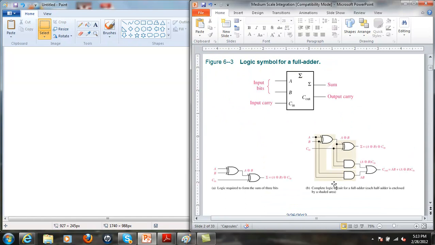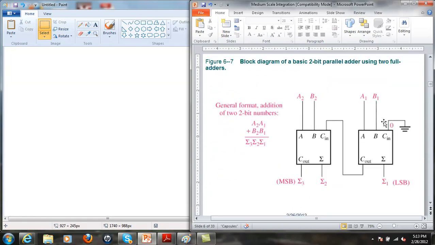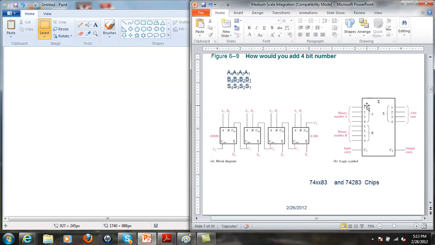And earlier on here, it showed the implementation of the gates that are inside of this single bit adder. So the single bit adder has 5 gates. So a 4-bit adder is going to have 4 gates for each one of these digits.